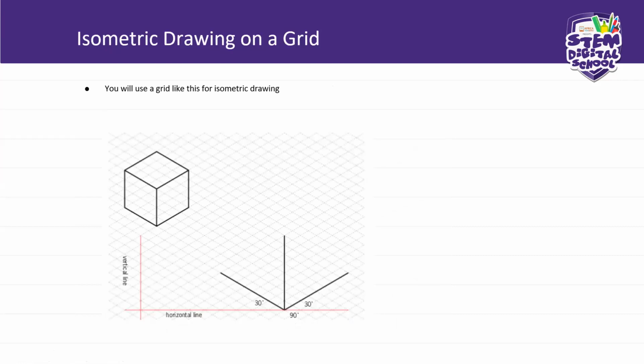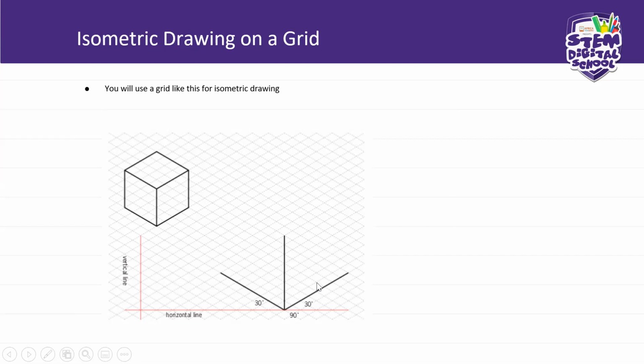We also draw isometric drawings on a grid. Now, this grid has made our lives easier because each of these lines is at an angle of 30 degrees in relation to a vertical line. If you can draw a vertical line across the blocks like this, okay, adjacent to this horizontal line at an angle of 90 degrees, okay, you are going to have an angle of 30 degrees on this line.